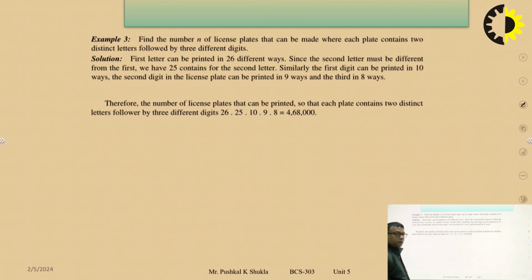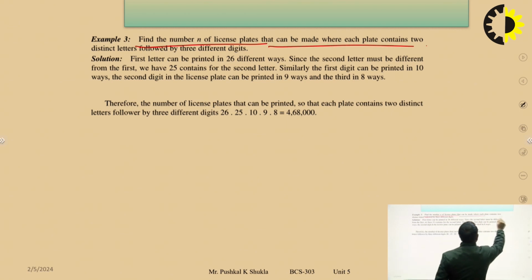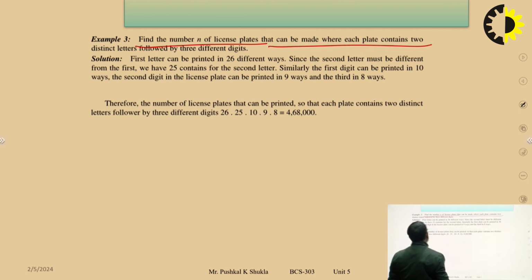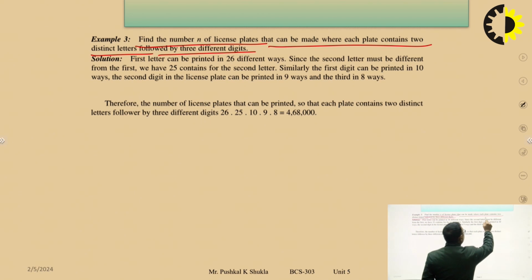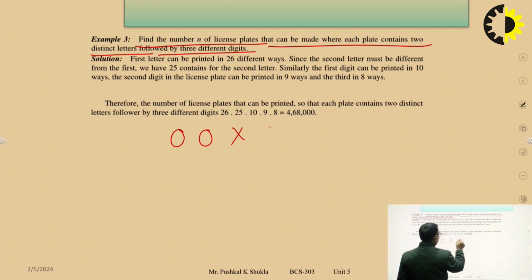Another example we can see: find the number n of license plates that can be made when each plate contains 2 distinct letters followed by 3 different digits. So we have to make a license plate. Each plate contains 2 distinct letters followed by 3 different digits. So how many possible ways are there?